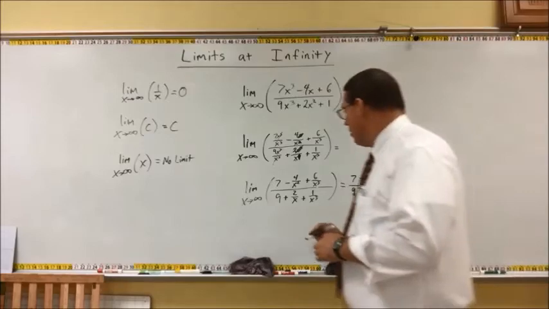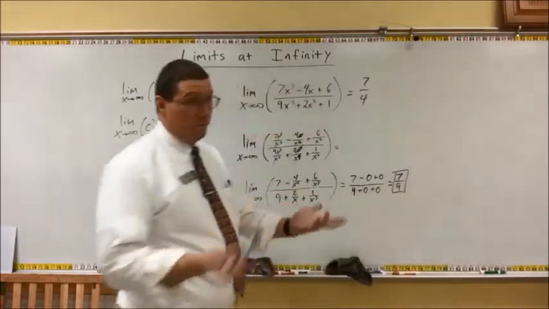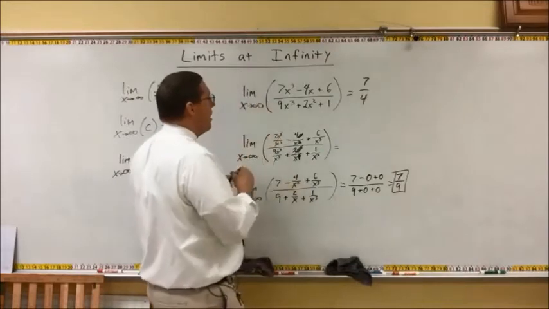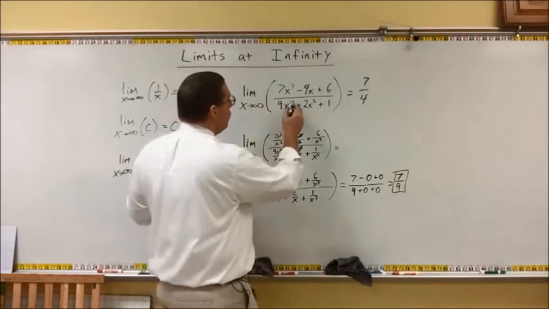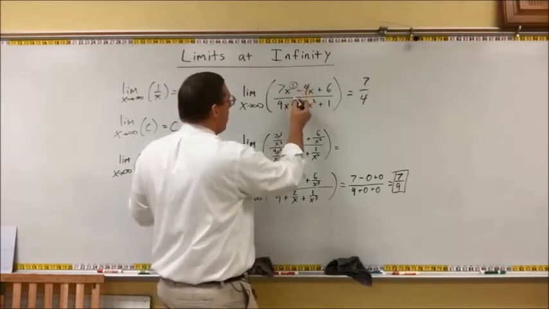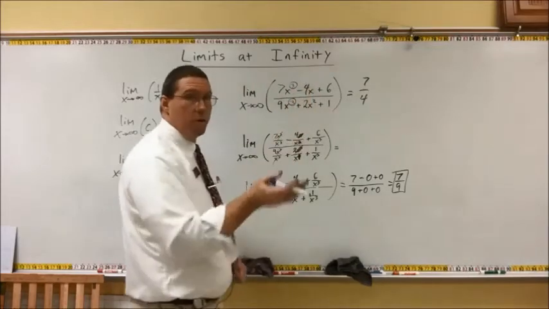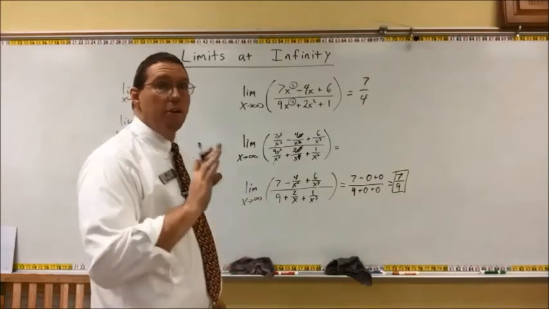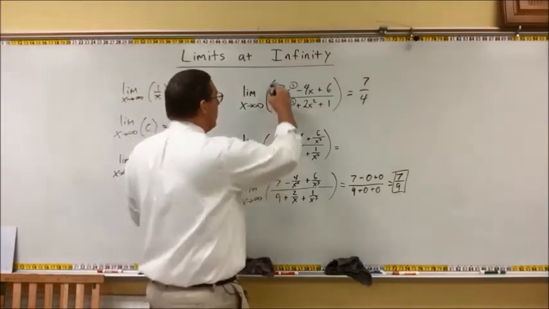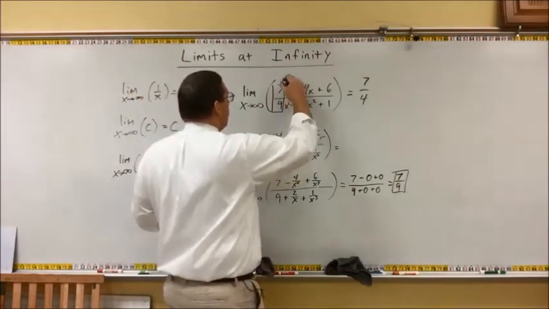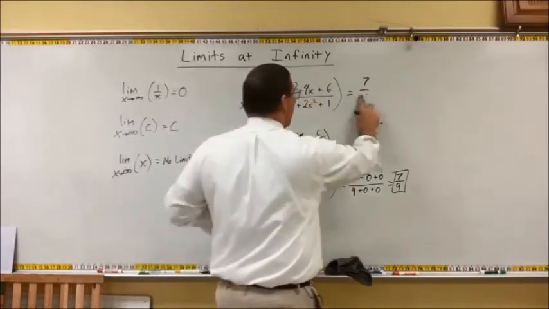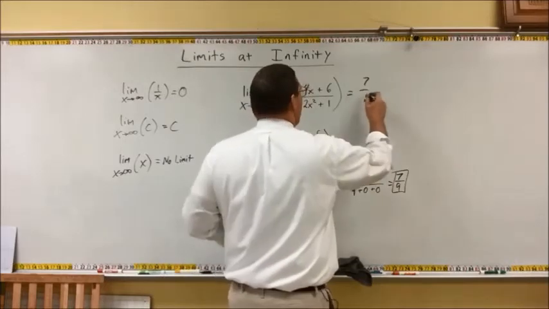You may have seen the shortcut trick, which is fine, it works, that when you're doing a limit at infinity, if the degree of the numerator is equal to the degree of the denominator, then your final answer really is just the ratio of the lead coefficients, 7 over 9. Oops, I put a 4 there. That was a huge mistake.